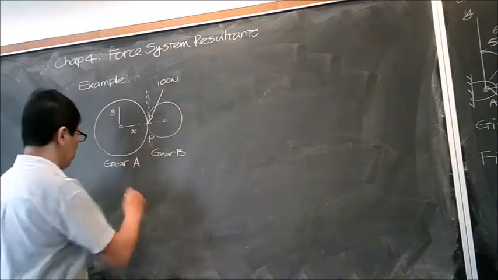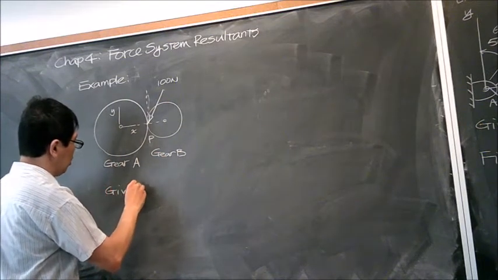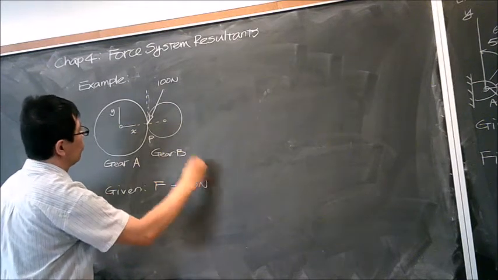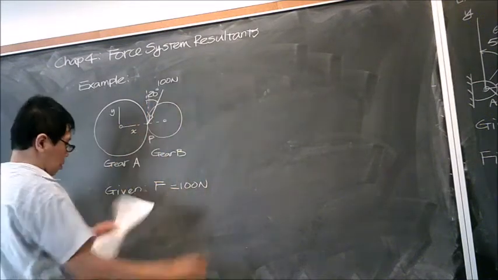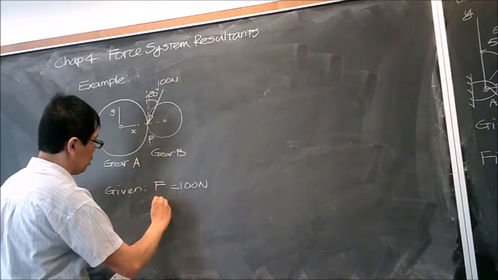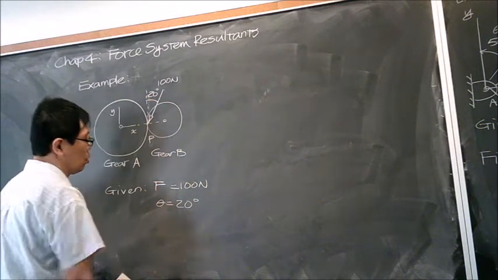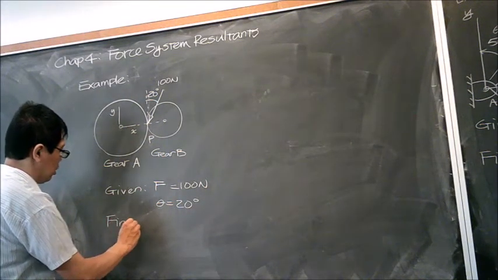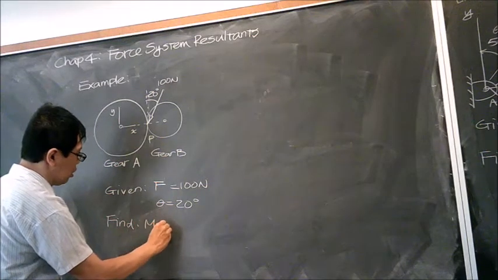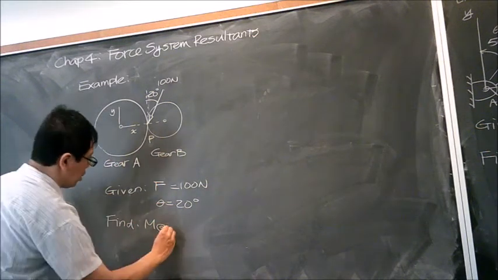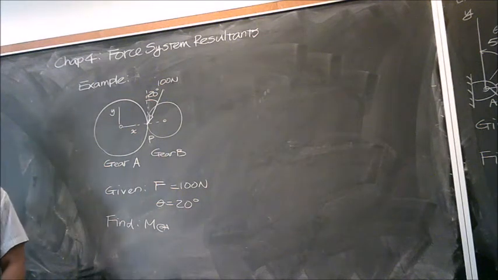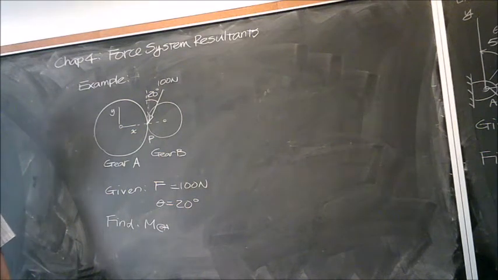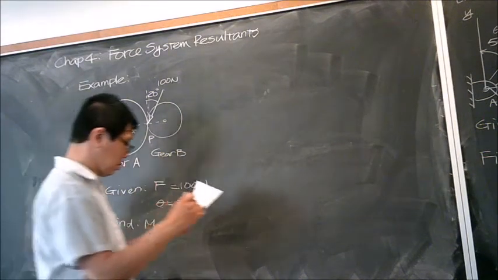Okay, so we are given the force equals 100 Newton. We are given that the angle equals 20 degrees. Okay, so find the moment at A. This one in itself is a free body diagram, so I'm not going to draw a free body diagram again.